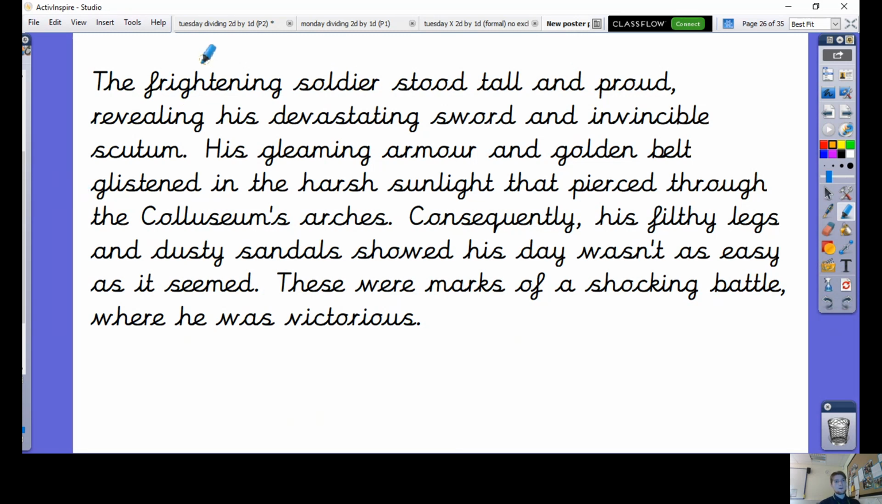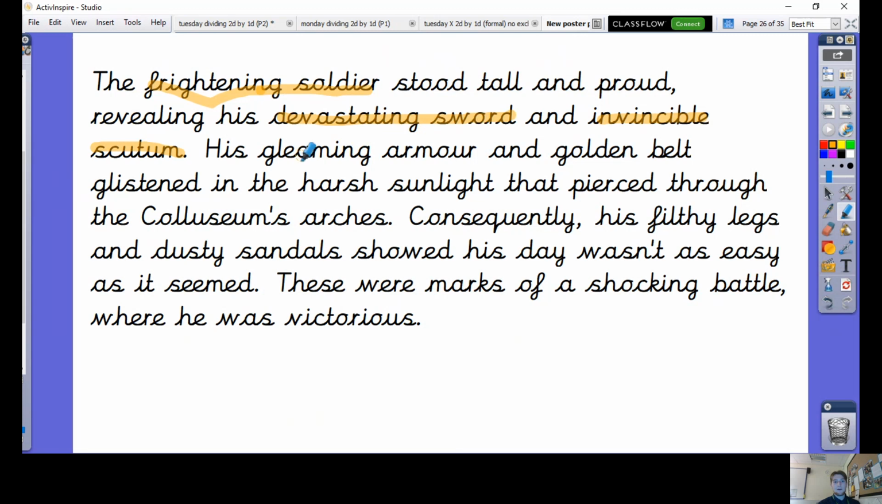So I'm going to quickly read mine and just highlight the noun phrases when I get past them. So the frightening soldier, there's one there straight away. Stood tall and proud, revealing his devastating sword. There's another one. And invincible scutum. Three in one sentence there. We can use loads if we want to.